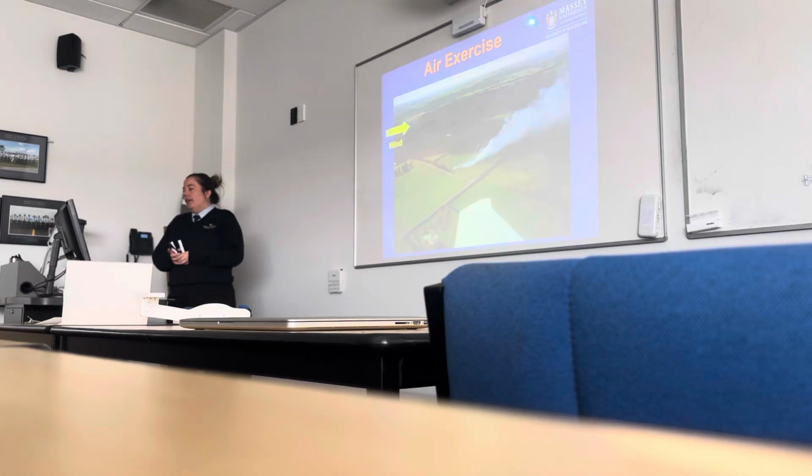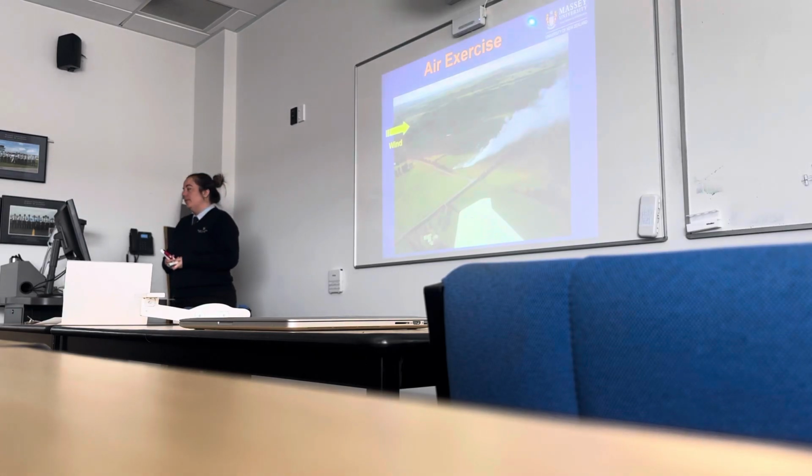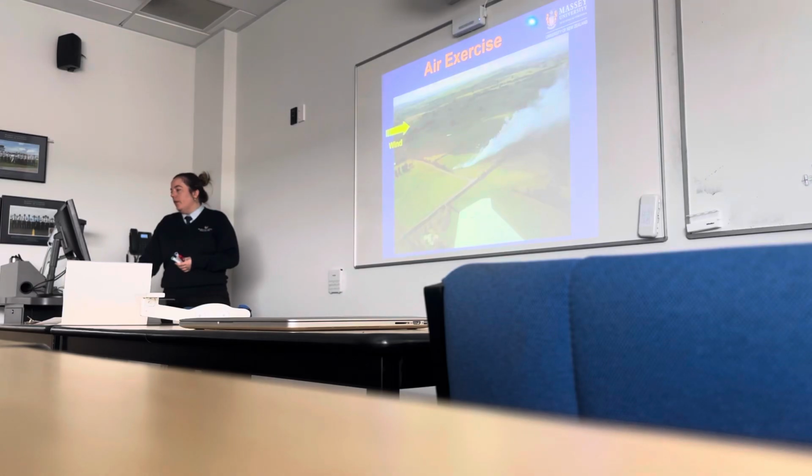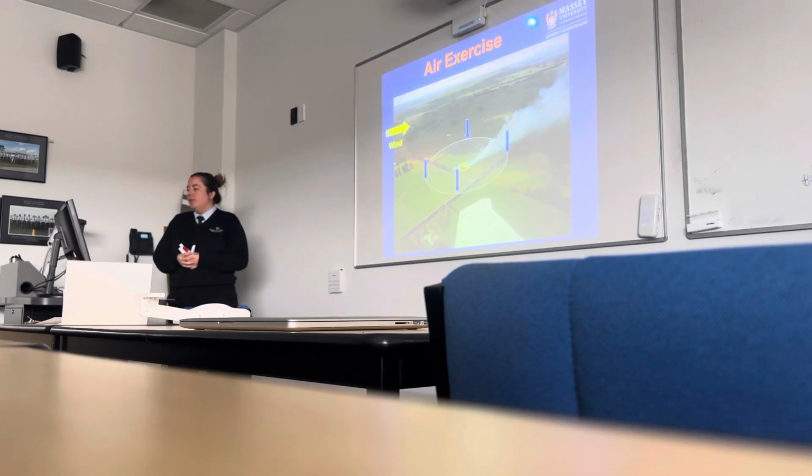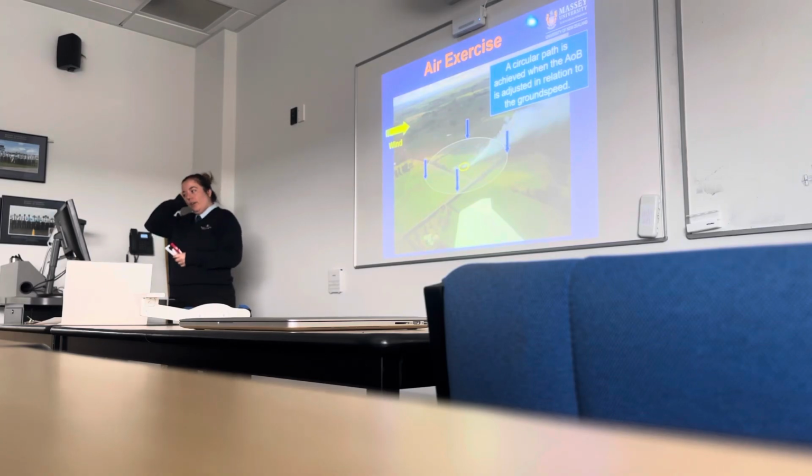So we've got a really convenient feature we want to fly around, which is this bunch of smoke. So that tells us straight away what the wind's doing as well. 2 birds, 1 stone, right? So we've assessed the wind. Not really in the downwind position yet, that's fine. Terrible as well, because that doesn't really help you. But anyway, a circular path is achieved with our angle of bank adjusted in relation to the ground speed.